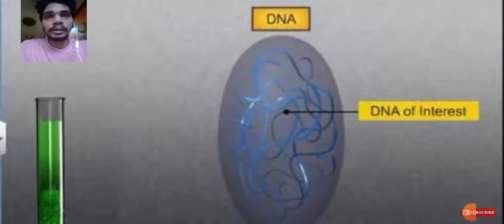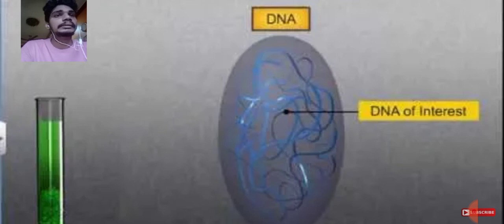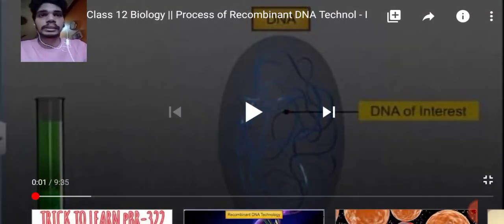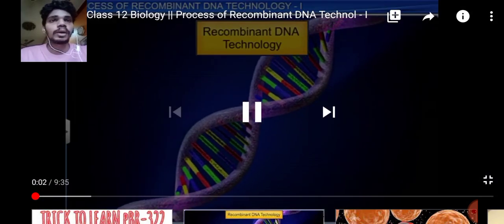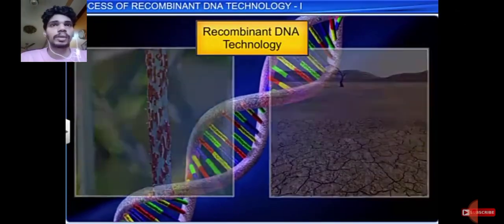About the recombinant DNA technology, what exactly is it? Let's see. You can see here a DNA insert into the host cell. So what exactly is that technology? Let's study about it. When you talk about DNA technology, this is the DNA, and that is the recombinant DNA technology we're going to talk about.